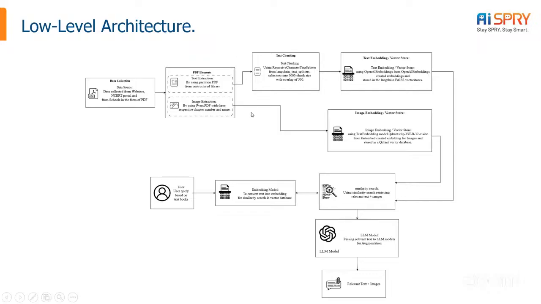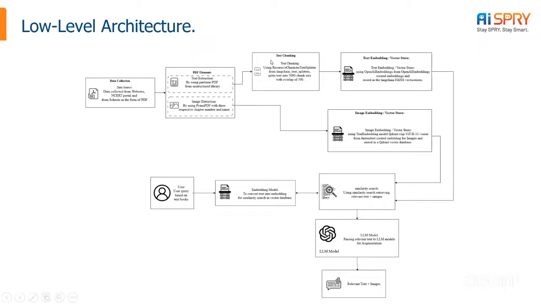In the PDF elements, we do the text extraction by using partition PDF from the unstructured library. So this is the library we have used for text extraction. And for image extraction, we are using PyMuPDF, with the respective page number and the name. This is how we extract the images from the PDF.